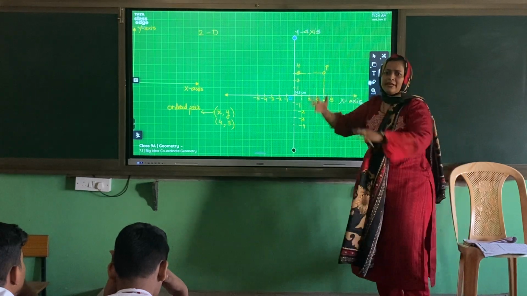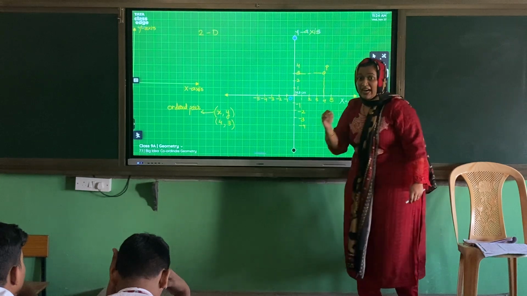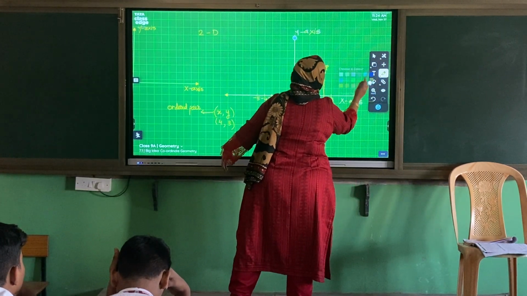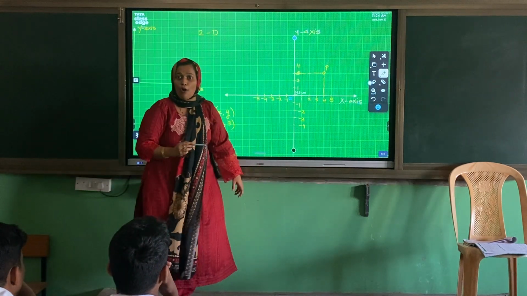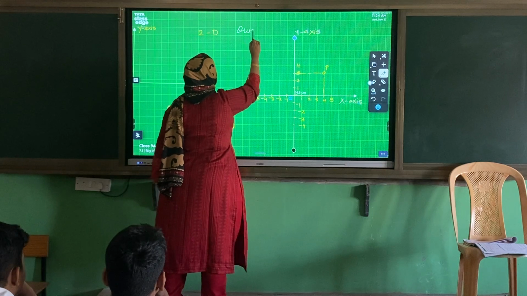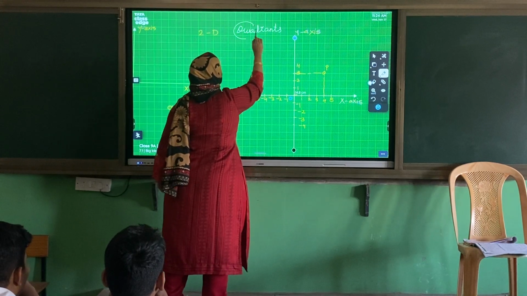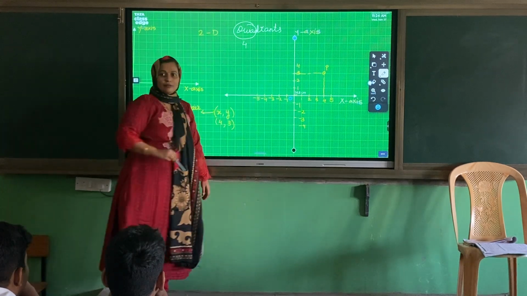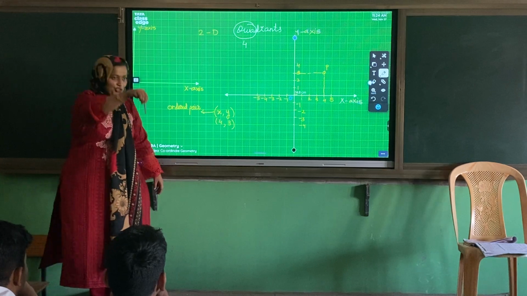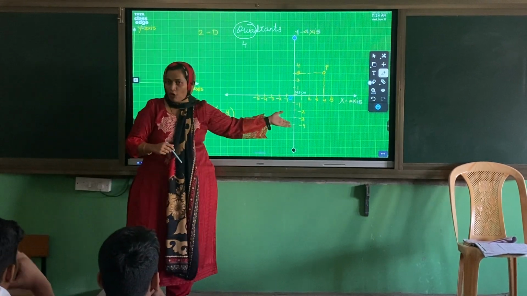This is a Cartesian plane itself. These sections are called quadrants. This is a new topic, my children. Tell me, use your brain. Quadrants. Very nice, very good. The Cartesian plane is divided into 4 sections. That is why, and we are working on sections, it is called quadrants.